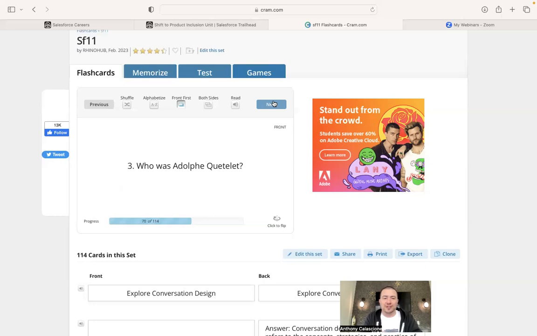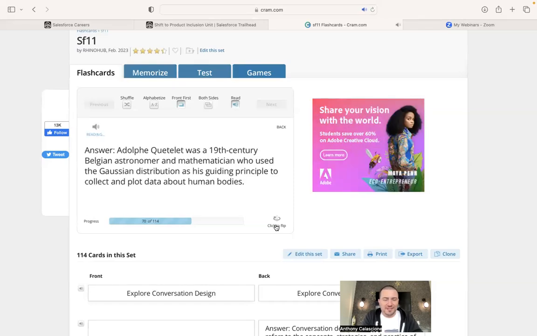Who was Adolphe Quetelet? You know what? Let's read that. Who was Adolphe Quetelet? Who knows? Answer: Adolphe Quetelet was a 19th century Belgian astronomer and mathematician who used the Gaussian distribution as his guiding principle to collect and plot data about human bodies. So that was wildly easy.